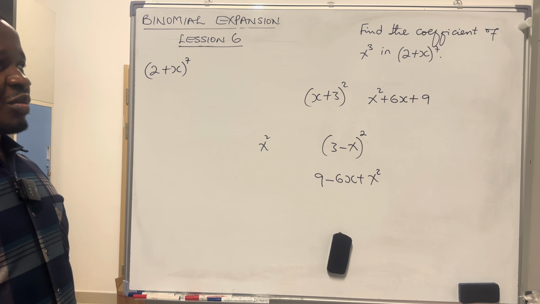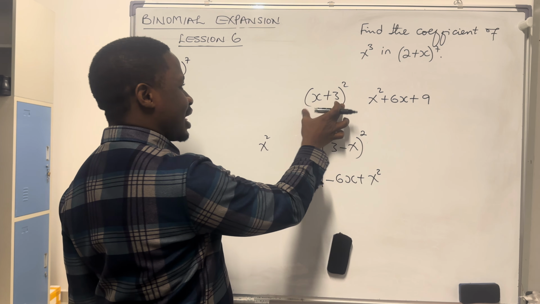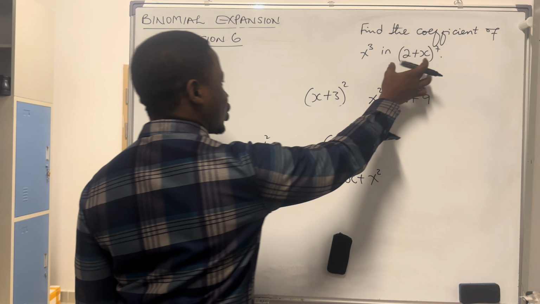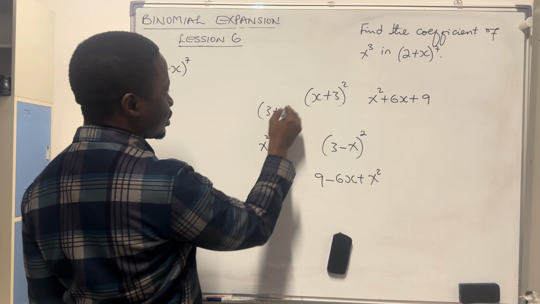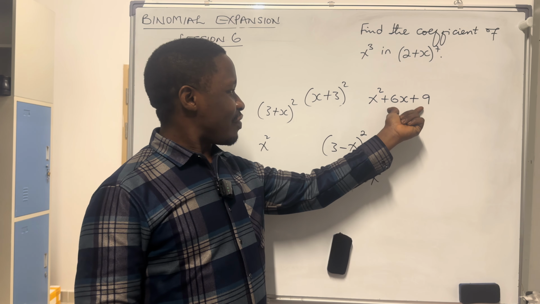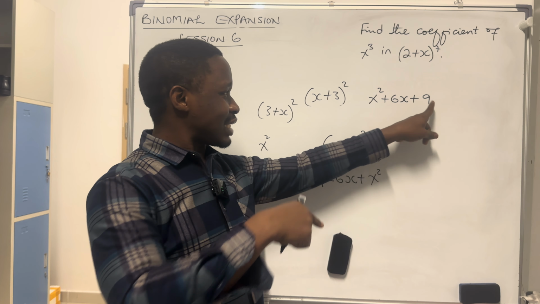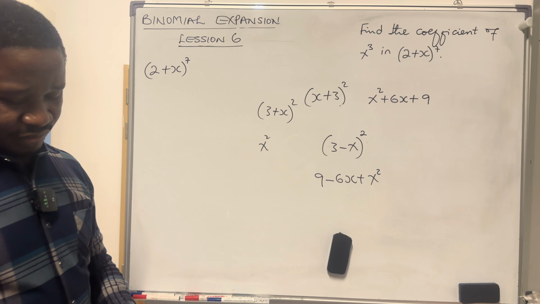But the good thing is that if you are given a question like this, and what you've got used to is something like this, you can simply say 3 plus x. Or having expanded this one, you rewrite it starting from this to this to this. It will still give you the same thing.